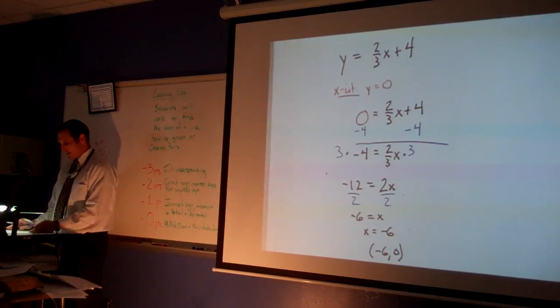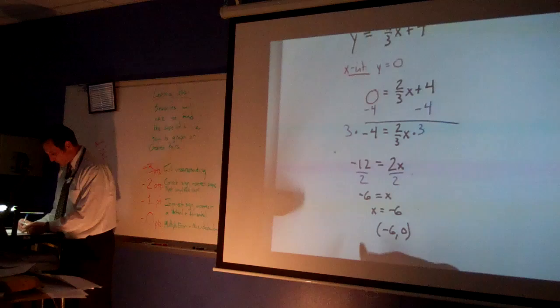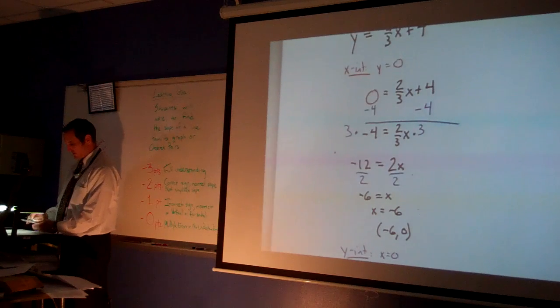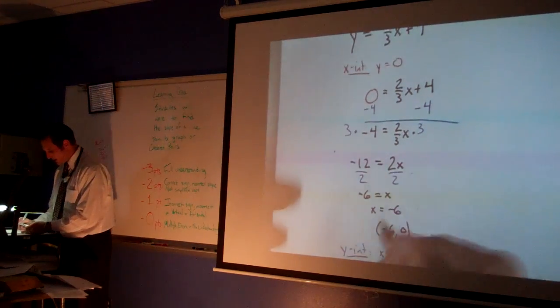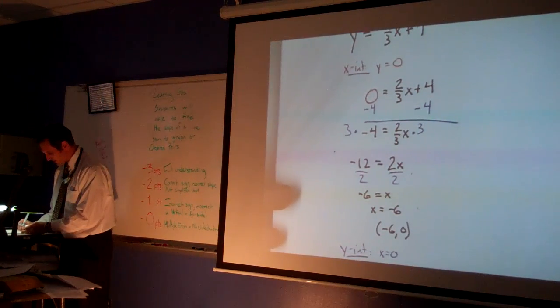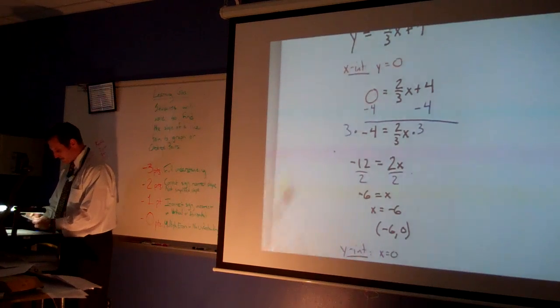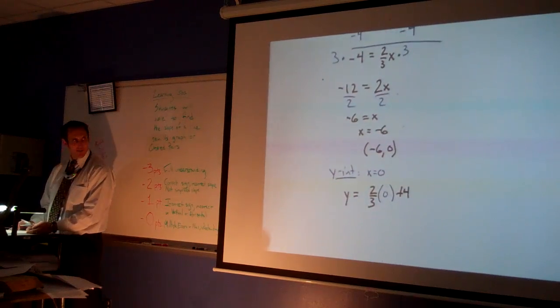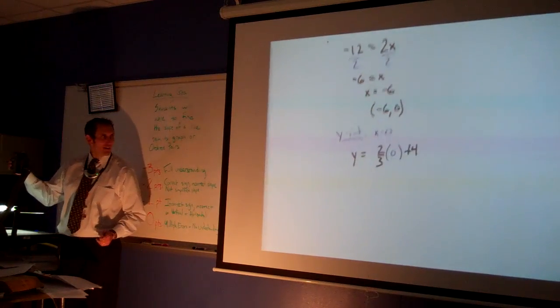Now the y-intercept is found, again, the same way. We're doing the same thing over and over again. The y-intercept is when x equals 0. So we rewrite our original equation, this time with x as 0.